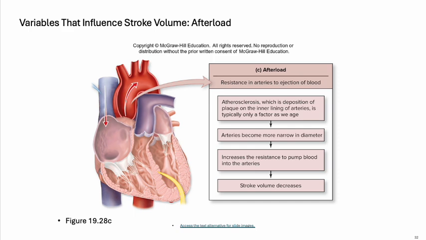And then the last one that we talked about was afterload, right? So afterload, again, that's the resistance in the peripheral vascular system, the resistance to the movement of blood out of the ventricles, right? So out of your left ventricle, out of your right ventricle, right?